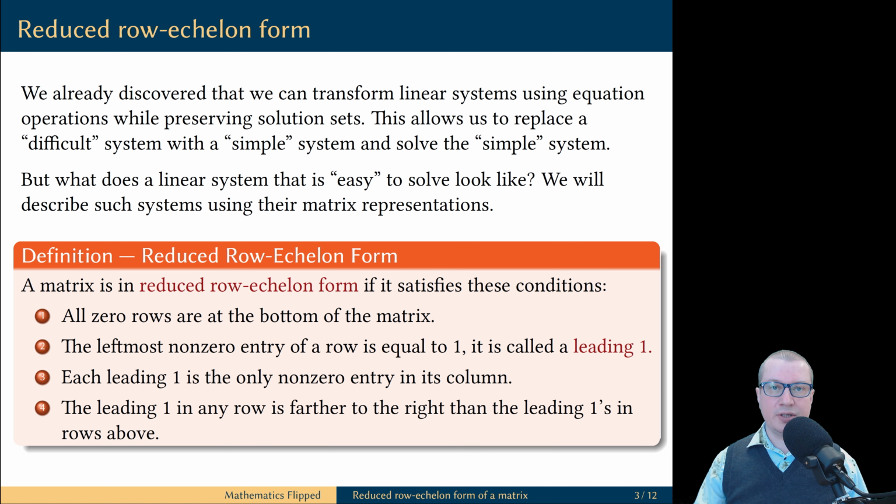A matrix is in reduced row echelon form if it satisfies the following four conditions. All zero rows are at the bottom of the matrix. The leftmost non-zero entry of a row is equal to 1, and it is called a leading one. Each leading one is the only non-zero entry in its column. The leading one in any row is farther to the right than the leading ones in the rows above.